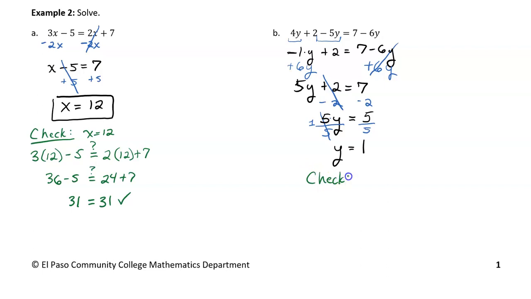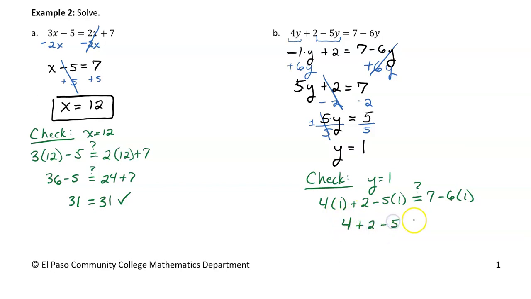Again, good idea, especially when you get to more complicated equations, to check. It's always helpful to make sure we're on the right track. We go back to our original equation. 4 times 1 plus 2 minus 5 times 1. Is this equal to 7 minus 6 times 1? So I'm going to do my parentheses, my multiplications first. They're pretty nice because it's just times 1. So this is what I have now. 4 plus 2 minus 5, does that equal 7 minus 6?